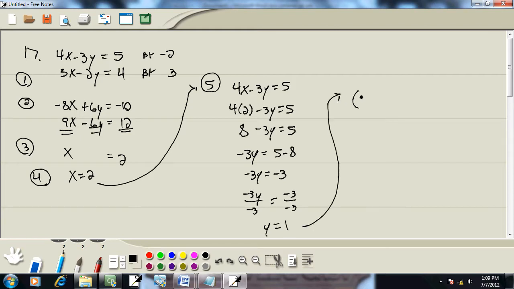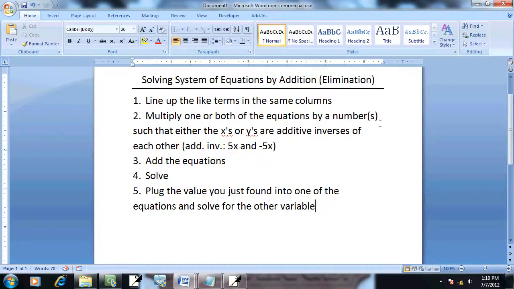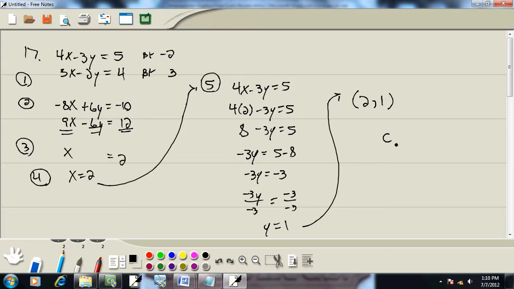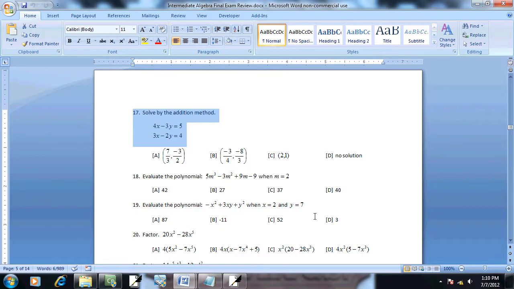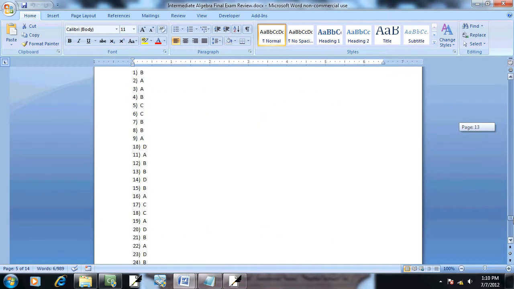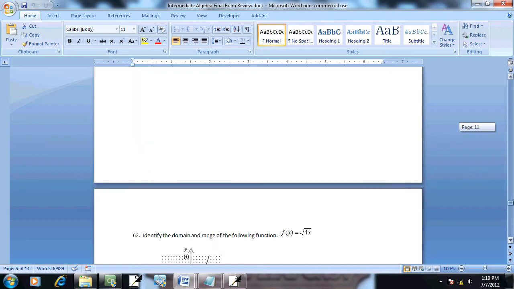Our answer is usually written in point form, so put 2, 1. And that's our ordered pair, our answer, 2, 1. 2, 1 would be C. So let's check that, 17C. 17C, and that's our answer.